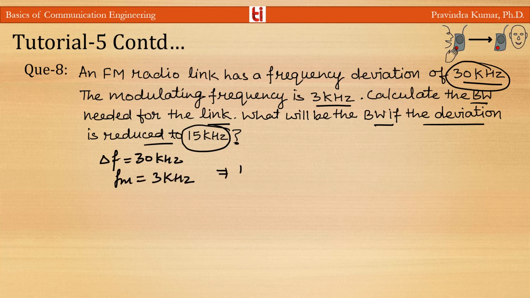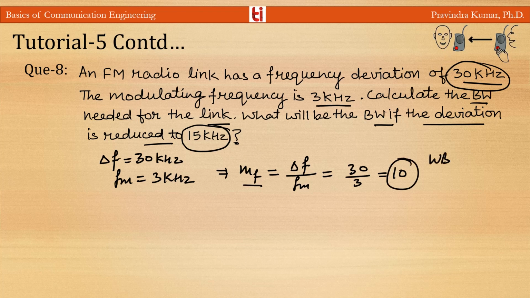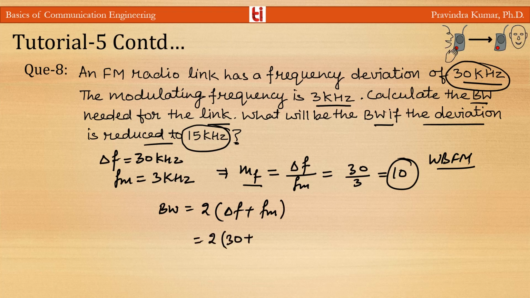Now from this, the modulation index mf is delta f by fm, and it will be equal to 30 by 3, which is 10. So the modulation index is 10. We can say this is wideband FM because the modulation index is greater than 1. And the bandwidth for this system is 2 times delta f plus fm, which equals 2 × 30 + 3, that is 66 kilohertz.